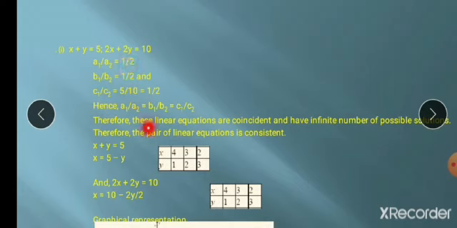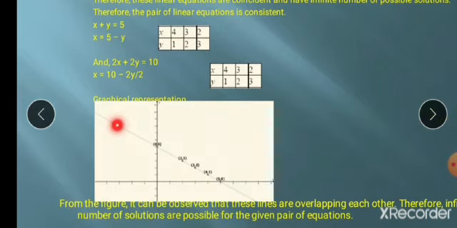They are called coincident lines. If it is coincident lines, you have to draw the graph. You know how to draw the graph. Take the first equation, x plus y equal to 5, then x equal to 5 minus y. Substitute y values 1, 2, 3, then you will get the x value. You plot that on the graph sheet.